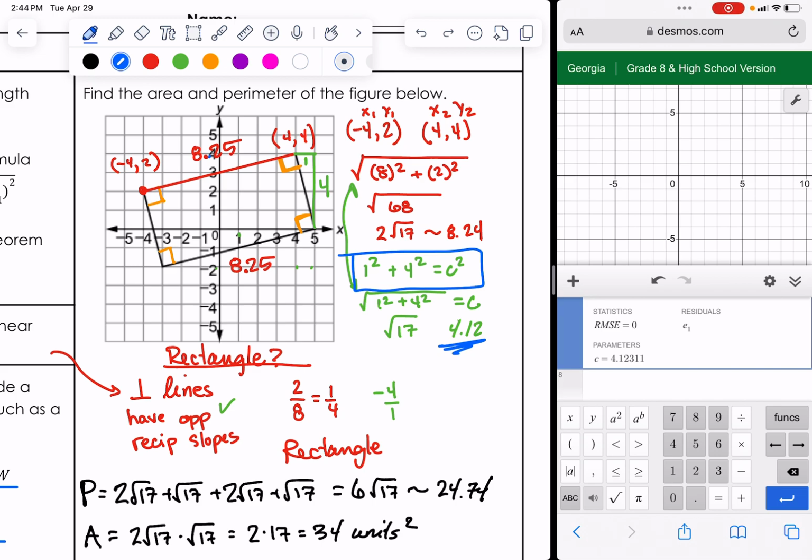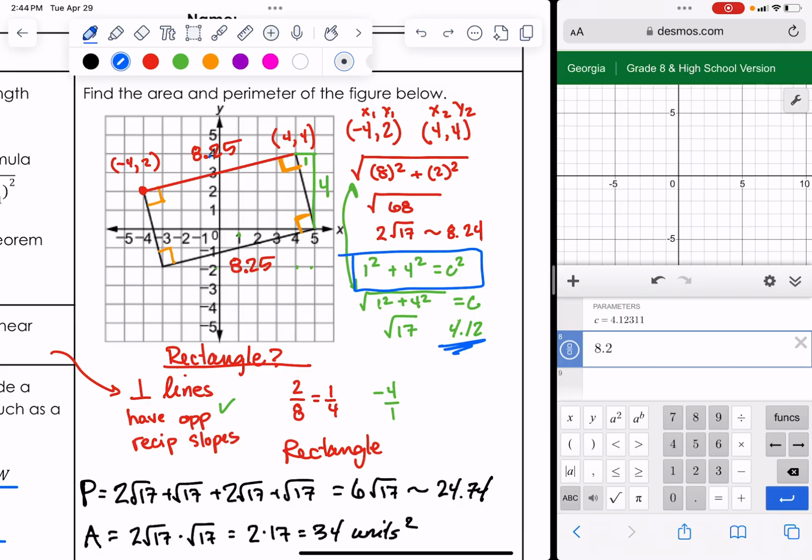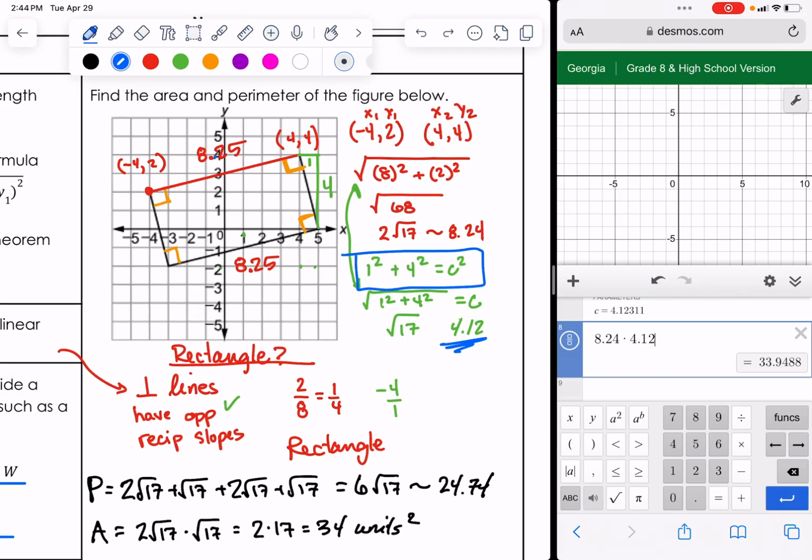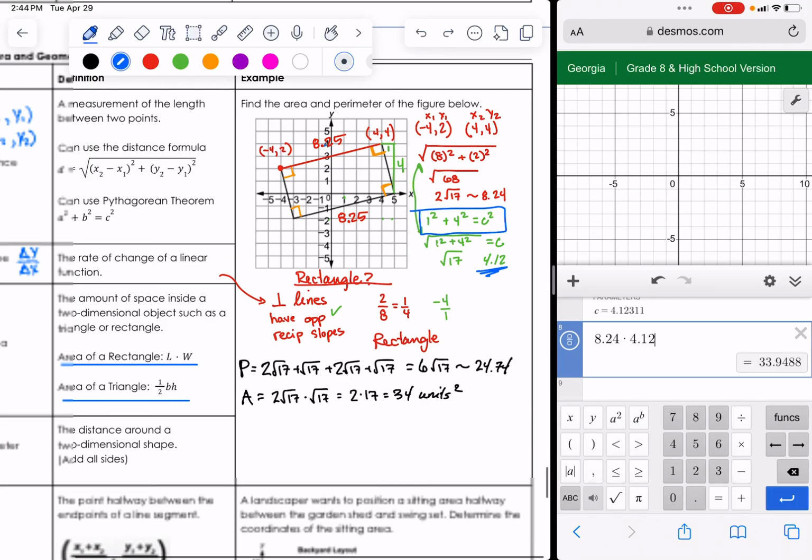To do the area using that, you would have 8.24 multiplied by 4.12, and that comes out to be 39.94. And if your answer choice is 34, then you're going to know to go ahead and choose that answer choice as well. So keep in mind that when you round answers as you go, you do run the risk of not having the exact right whole number answer should it be a whole number. But that's how we can use Desmos to find the perimeter and the area.